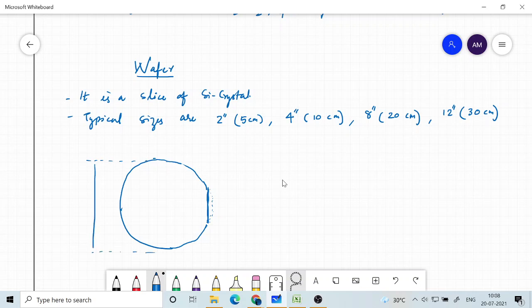So this is your diameter, d equal to 30 centimeter. Okay, so now there is a cut. This is the center of the circle, and then there is a cut here on the edge. The cut can be either a long cut like this, or it could be a short cut. If it is a long cut, this cut we call the primary flat.